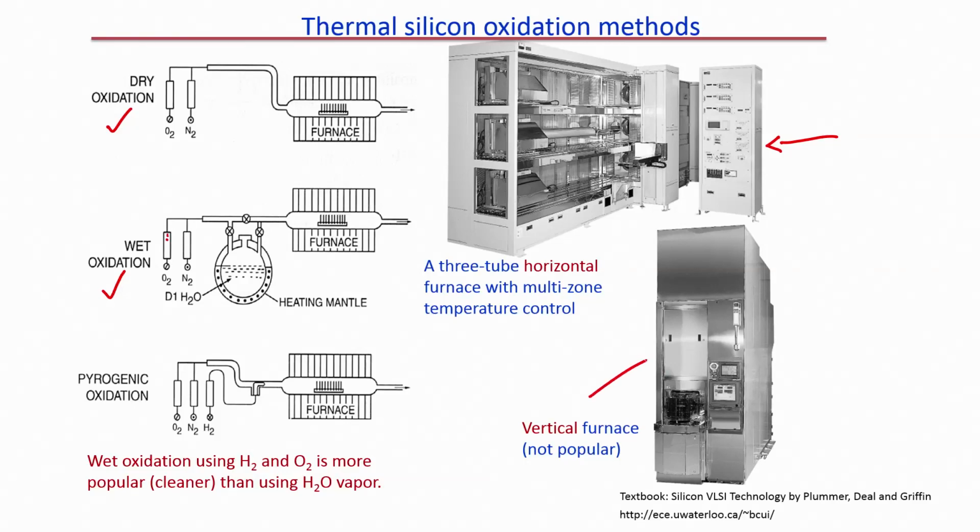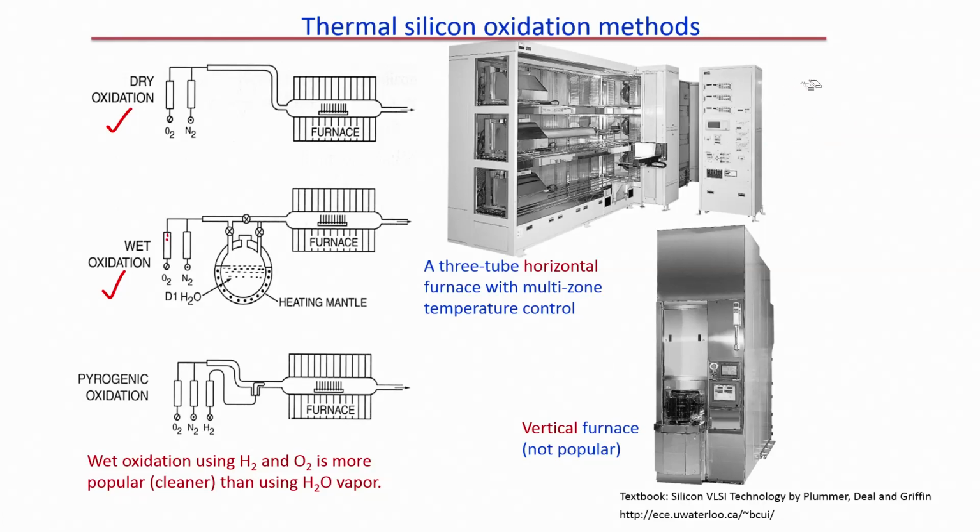This is a horizontal tube furnace, and this is a vertical tube furnace. This one is horizontal furnace number 1 and number 2 is vertical tube furnace. Vertical tube furnaces are not too popular in growing silicon dioxide. So, we will concentrate on the horizontal tube furnace.